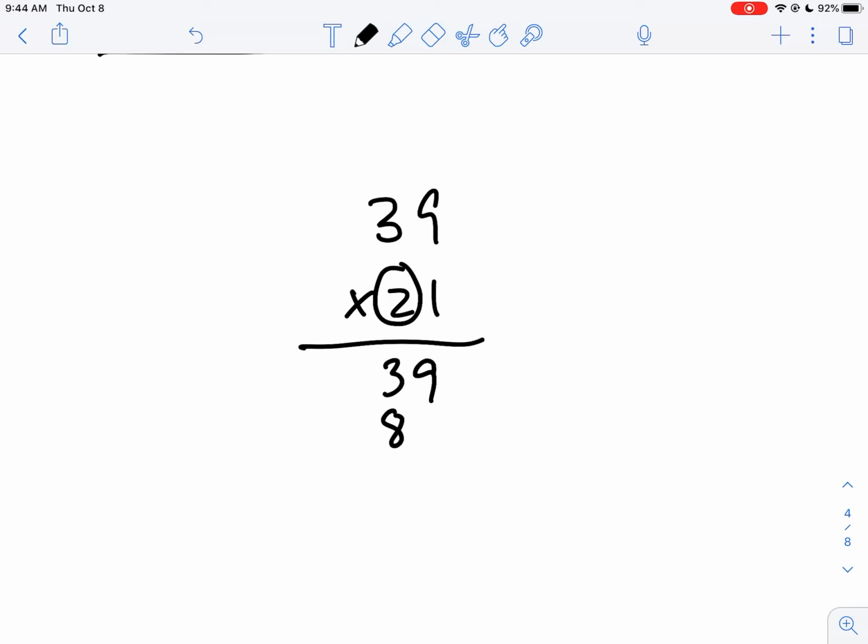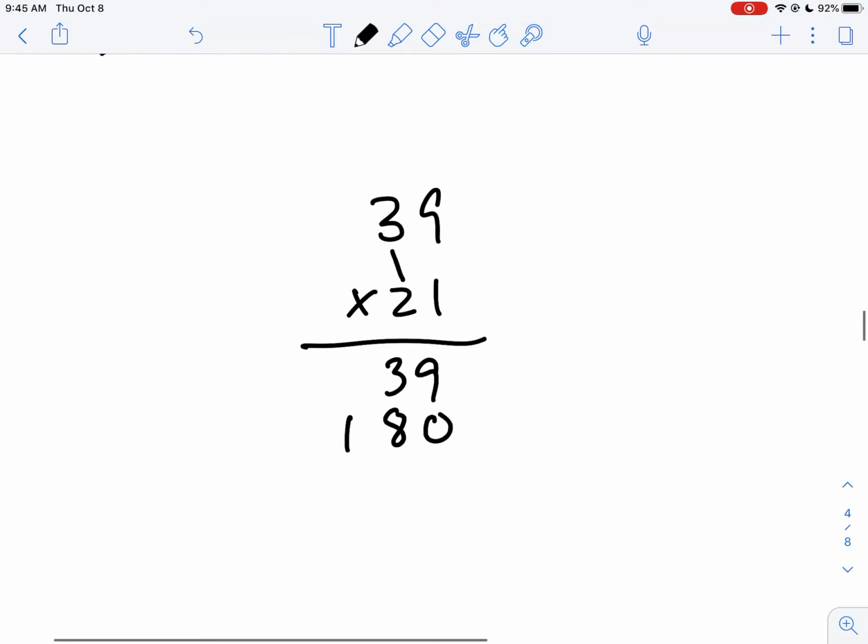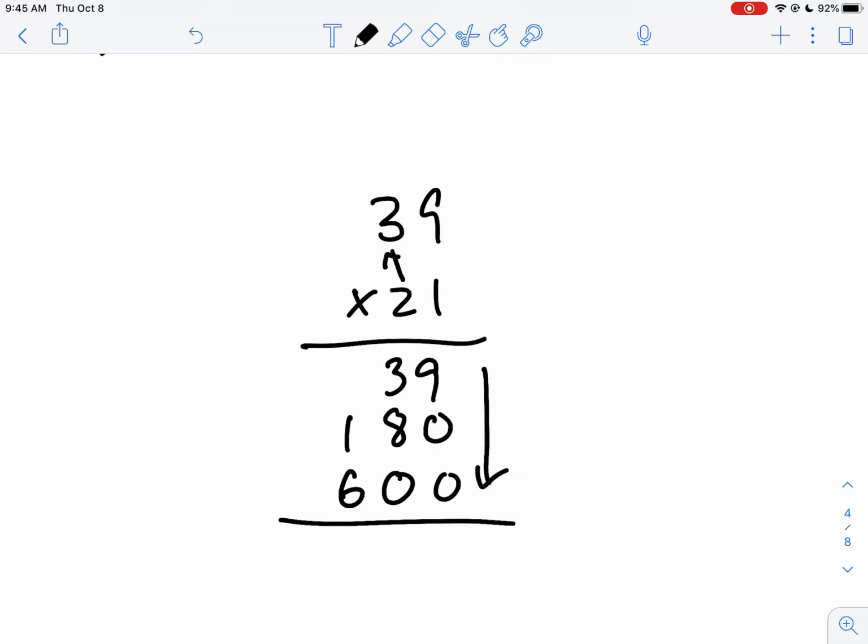I mean, recognize that this 2 stands for 20. And you're doing 20 times 9, and you're getting 180. Just put that there, and then do 20 times 30. That's 600. So you could make three numbers that you're stacked together.